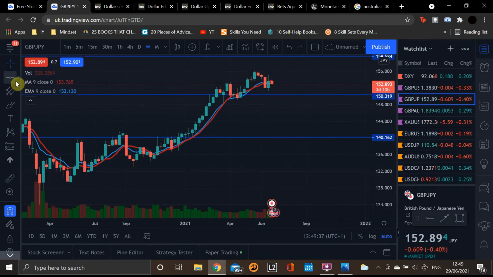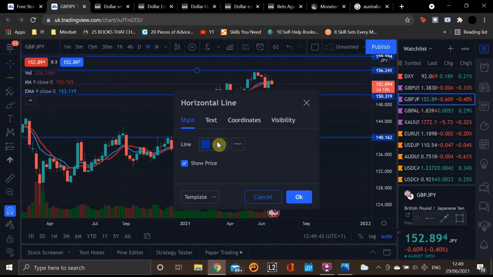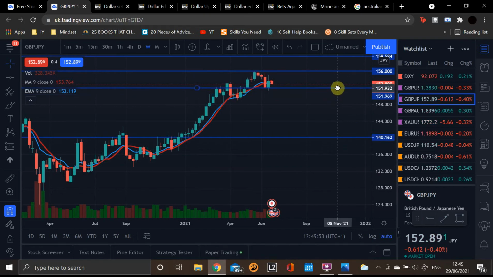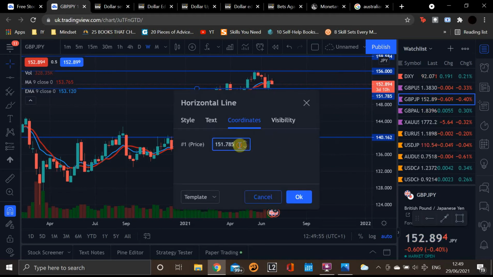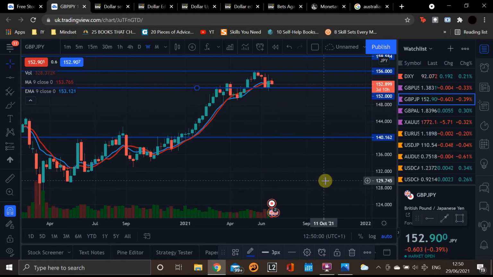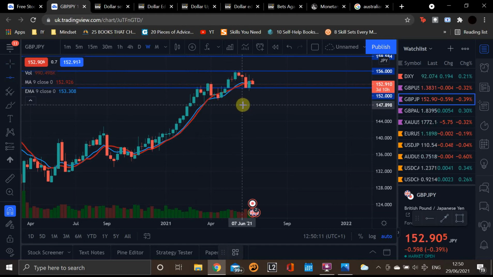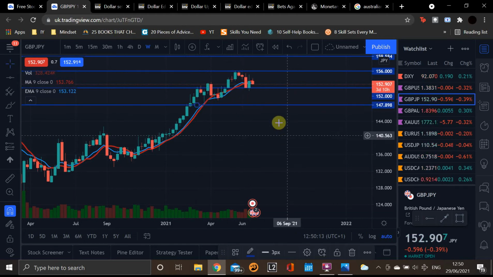I'll mark this level here as well, 156. I'll mark this level as well, 152. So I'll mark those levels. I'll mark this level below here as well, 148. So these are the major ones that you can see on the weekly.